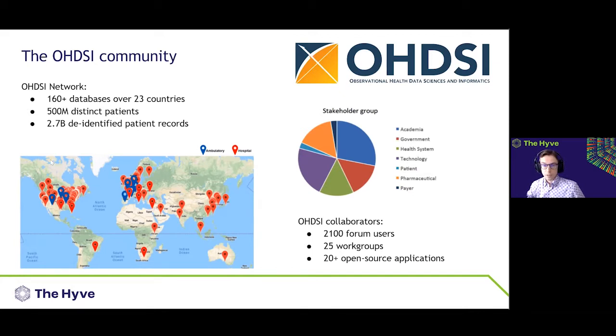So if you look at the OHDSI network today, it's about having data in the OMOP Common Data Model. And a conservative estimate is that we already have 500 million distinct patients throughout the world, making this the largest healthcare data model, to my knowledge, in terms of at least the number of patients represented in it worldwide.